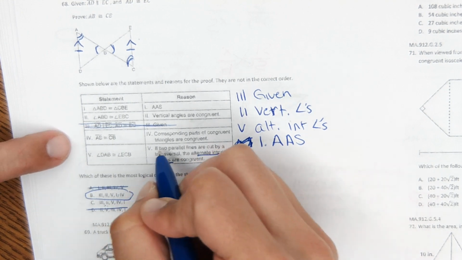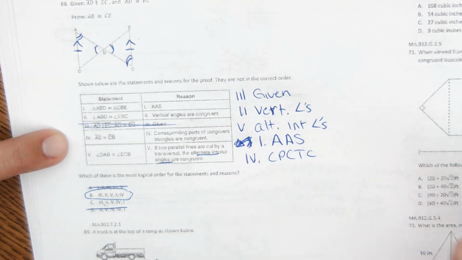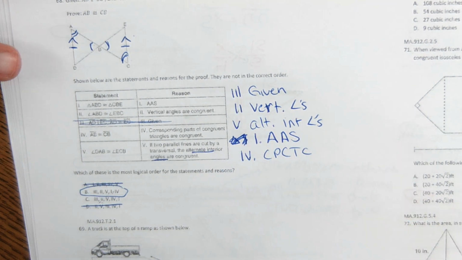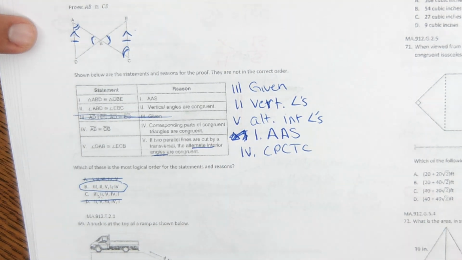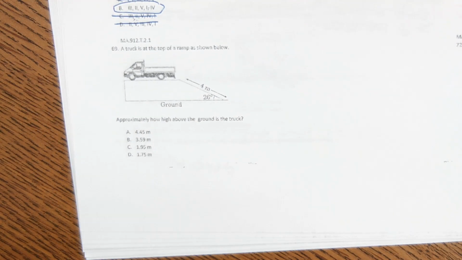And then the last part, for the CPCTC, would be last. So if your triangles are congruent, you can say all the corresponding parts are equal. Okay. 69. Back to normal problems.